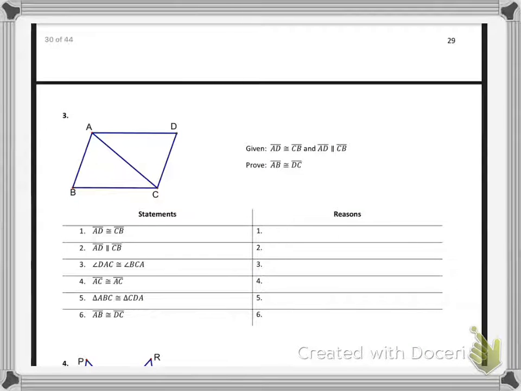Okay, if we're given that AD is congruent to CB, I'm just going to go ahead and mark that. AD is congruent to CB. Sorry, that was already written. All I have to write is given. Okay, and we're also told that AD is parallel to CB. It's always a good idea to just go ahead and mark these things on the diagram as you figure them out. Okay, and that's also a given.